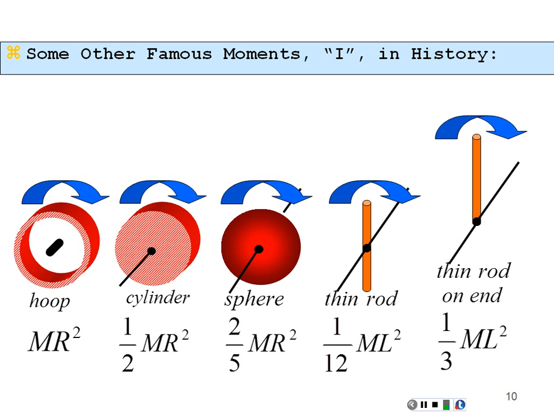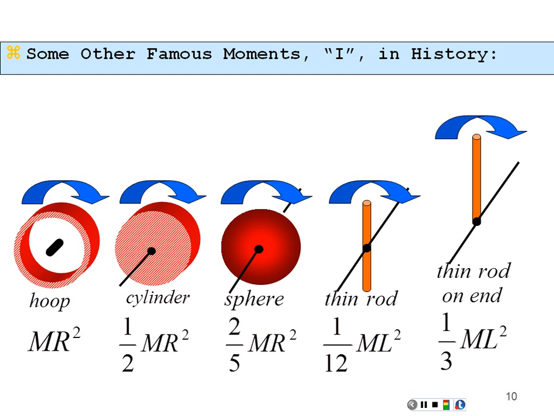It's greater than around the central axis, because now if I move it to the end, I'm moving more of my mass further away, and the moment of inertia goes as mr squared. So as I move more mass further away from the axis, I'm going to increase my moment of inertia. So this is 1/3 ml squared.